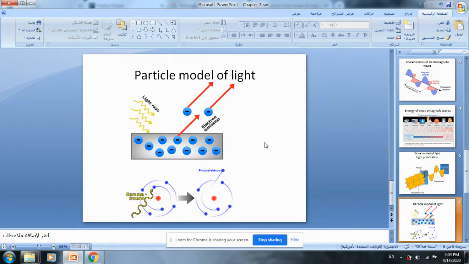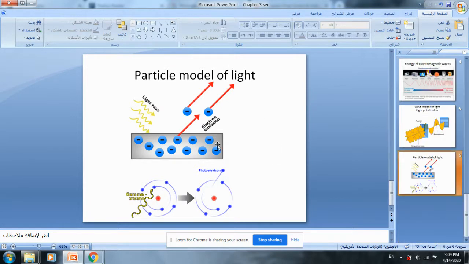Now let's explain this in more detail, or let's go inside the atom. If we go inside the atom, we will find that gamma ray or X-ray, or visible light, anything, when it bounces on the inner shell electron. We have the outer shell and the inner shell. Here we have two shells. The outer is the last shell, which consists of the valence electrons, and we have the inner shell. Now when the light hits the inner shell electron, what will happen here?